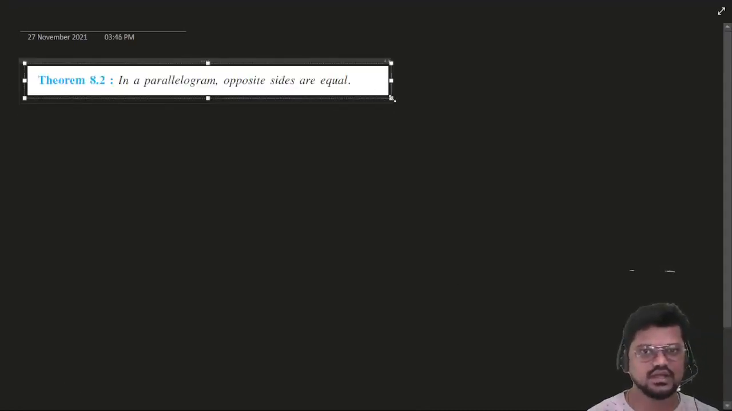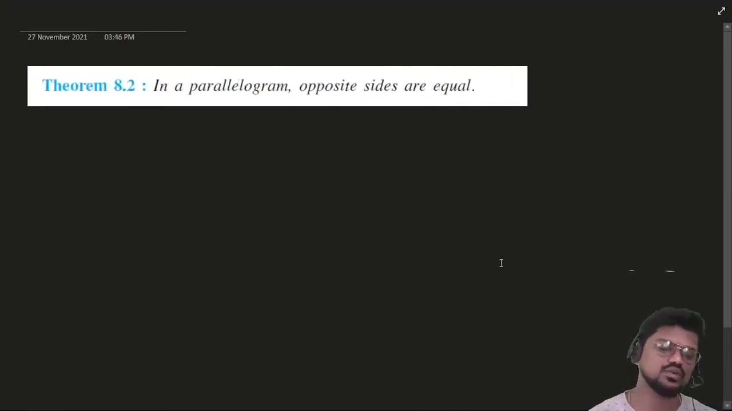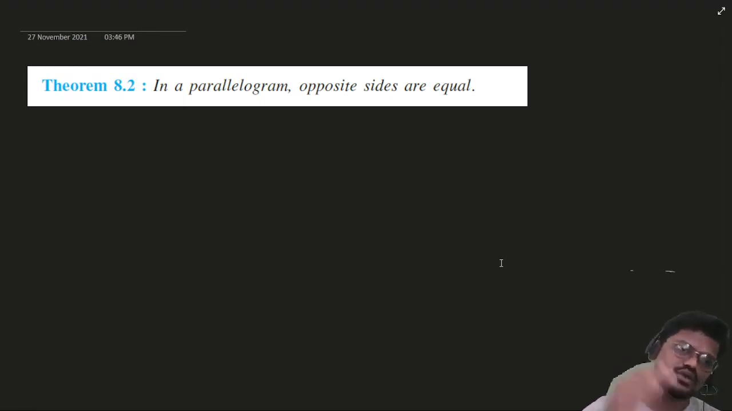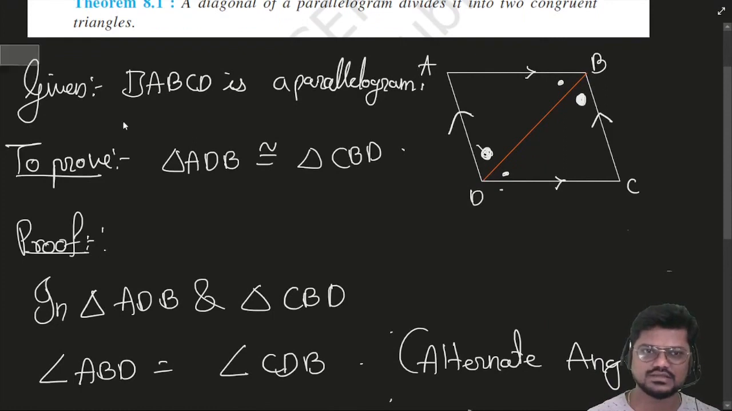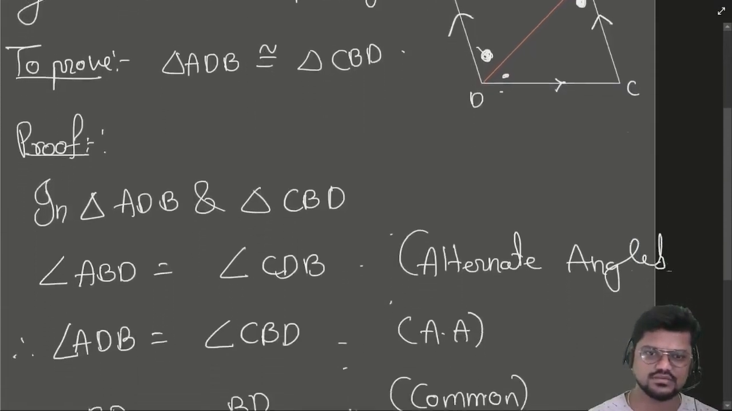Now the next theorem is this: in a parallelogram, opposite sides are equal. See, what is the condition to be a parallelogram? Only the opposite sides should be parallel. Now what you have to prove is that the two sides are equal. Again the same thing, the same proof it will be. This is all given.